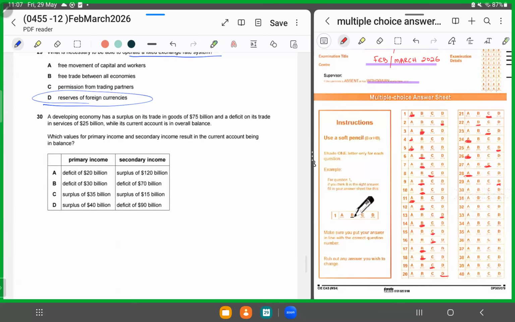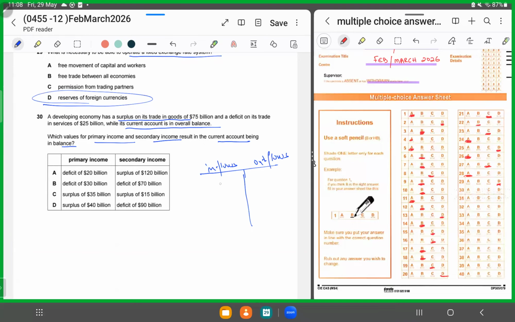Final MCQ 30. A developing economy has a surplus in its trade in goods and services. Trade in goods, 75 billion. Deficit on its services, while its current account is in balance. Which values for primary income and secondary income would result in the current account being in balance? So now what we'll do is make a T account. We'll put inflows here. We'll put outflows here.